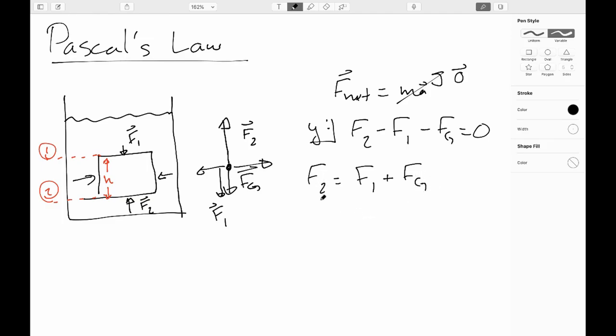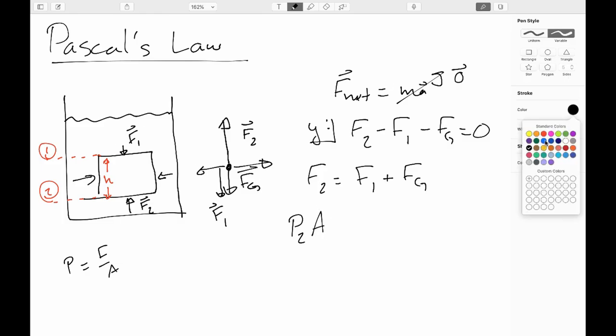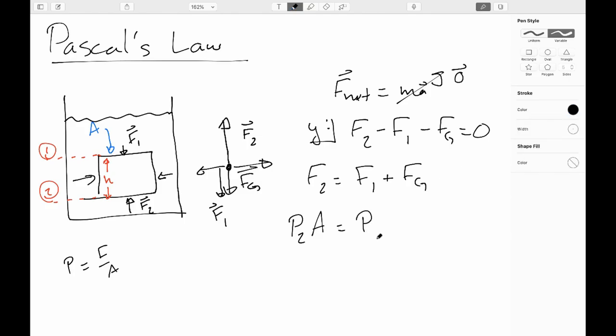Now let's go and follow this through. This force is due to the pressure of the fluid at depth 2. Remember that pressure is equal to the force of the fluid applied over the area. So we can rearrange this to say that F2 will be the pressure at depth 2 times the area of my cube, the area of the top of my cube, or for that matter, the bottom of my cube. Okay, and similarly, this would be equal to P1 times A. And then this would be the mass of the fluid times g.